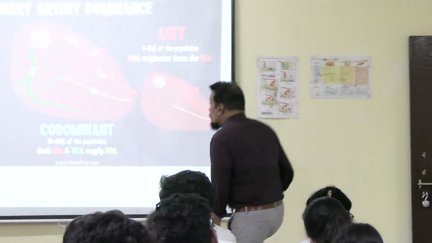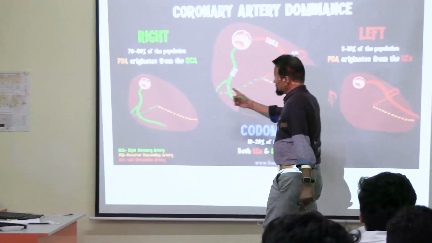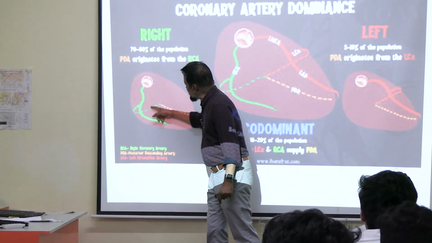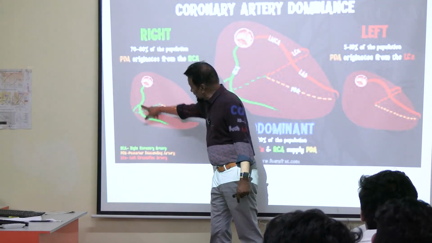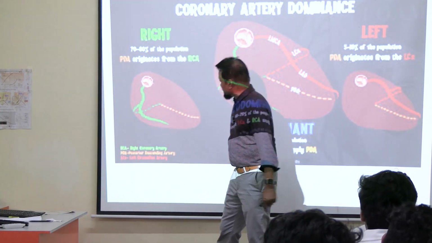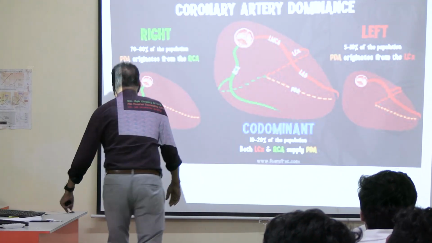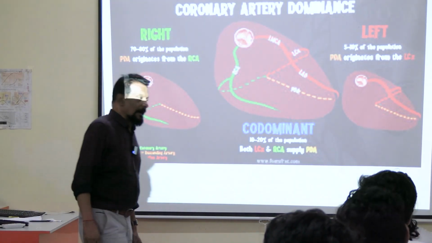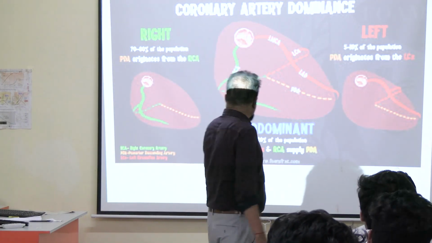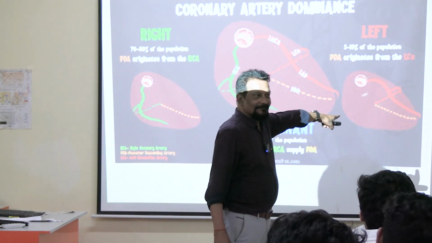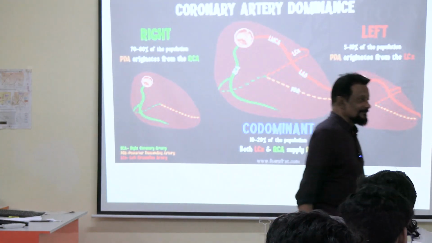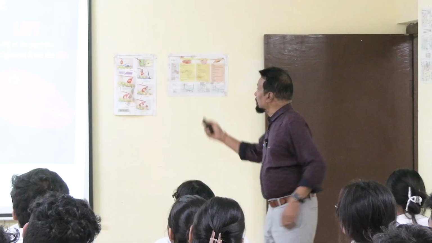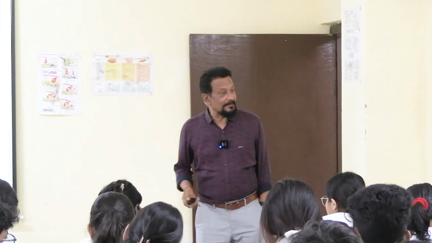And in most of the people, these are supplied by the right. What is the percentage? It is nearly 50 to 60% of people. And the rest of the people have left dominance, left coronary artery dominance.